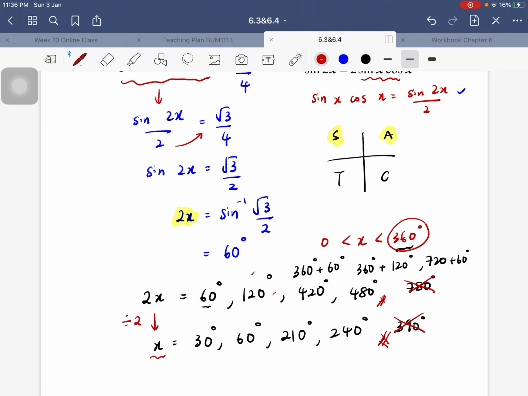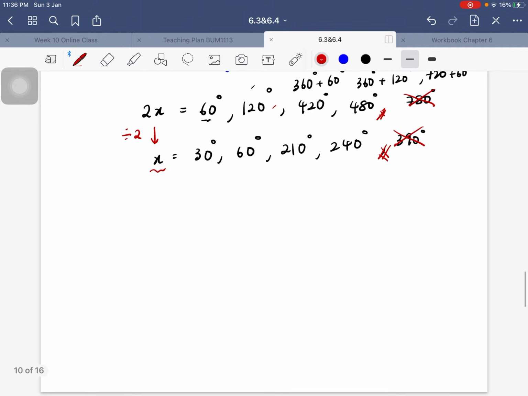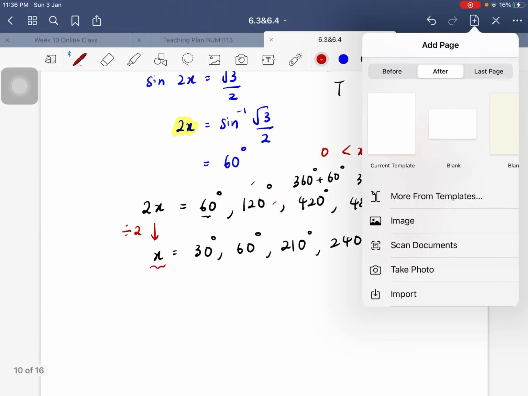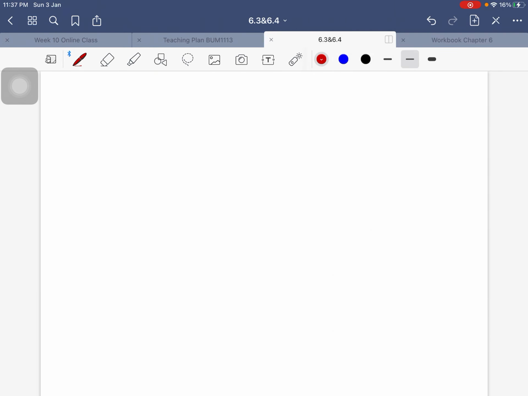So our x is going to take 4 angles: 30, 60, 210, and also 240 degrees. But if it doesn't exceed, then you have to keep making rotations until it actually exceeds. So that is the rule. Okay, so that is going to be for C. Now let's have a look at D, the last one.